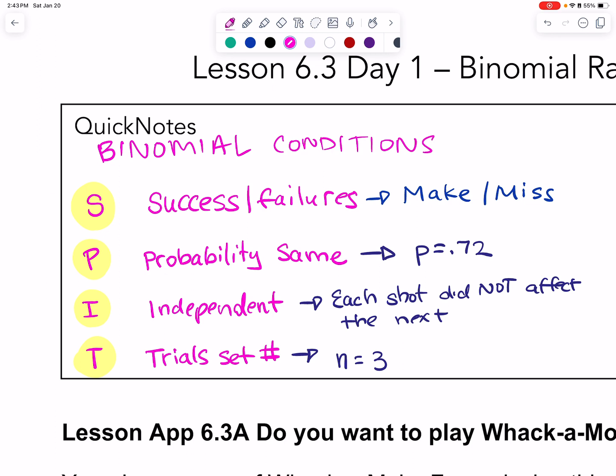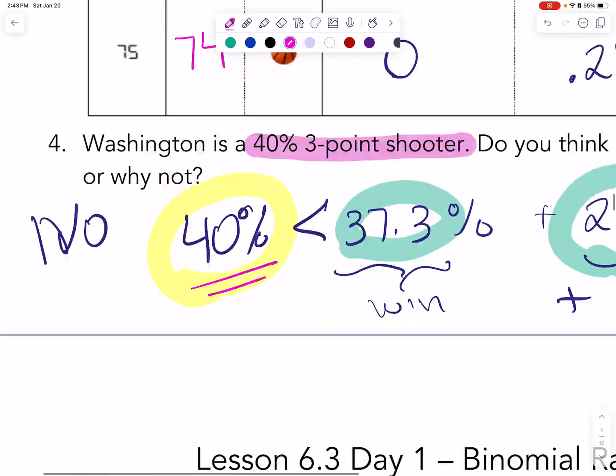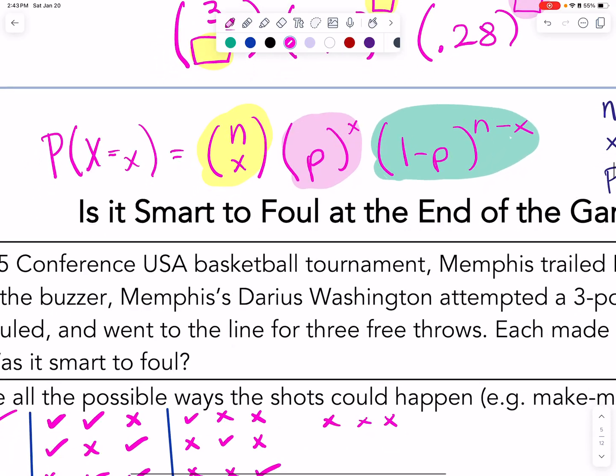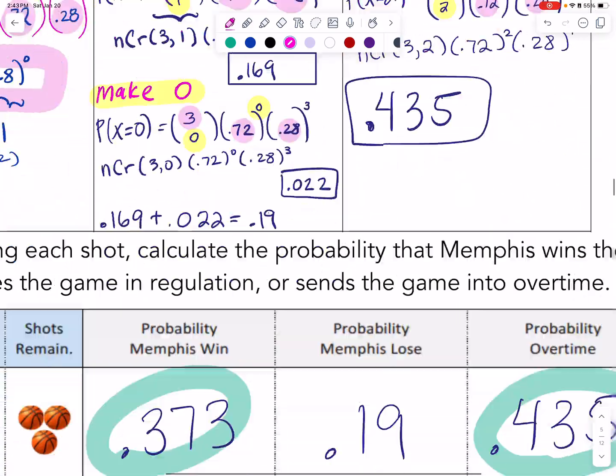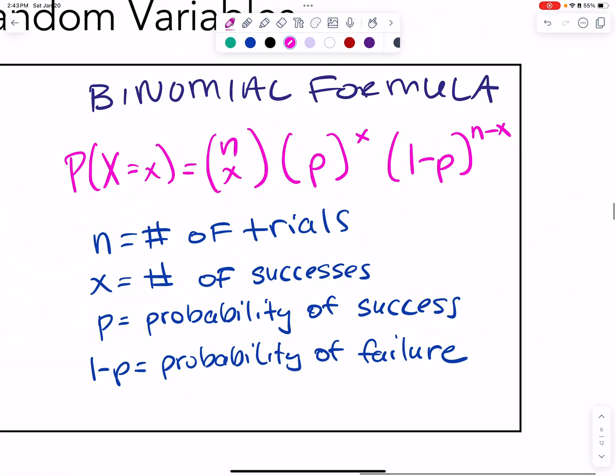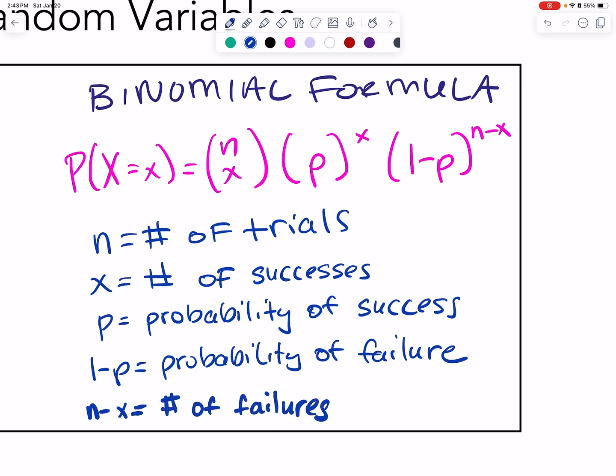The reason this is important is because if it's binomial conditions, then we are allowed to use the binomial formula that we just used. So that is good news. In the binomial formula, as you can see, n is my trials, x is my successes, p is the probability of success, and 1 minus p is the probability of failure. And I could actually add n minus x, because that is obviously the number of failures. So that's all of the things that we have in this formula.